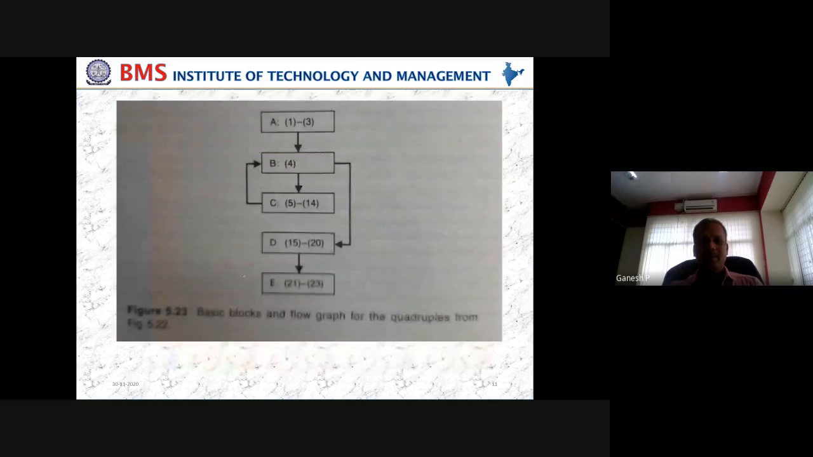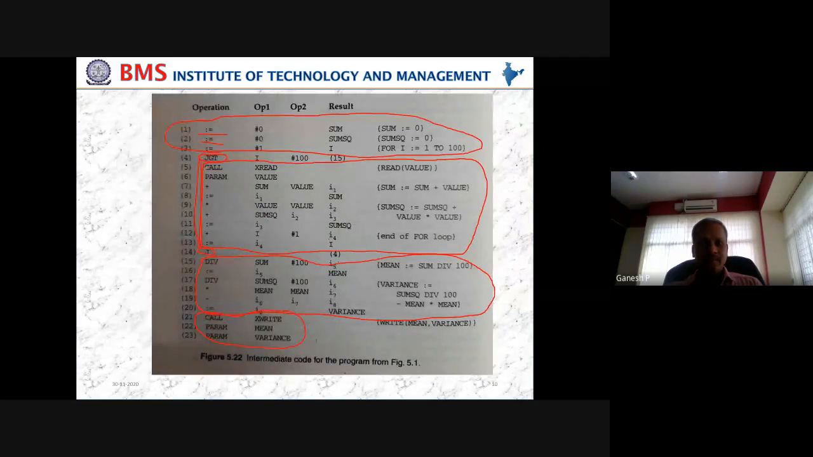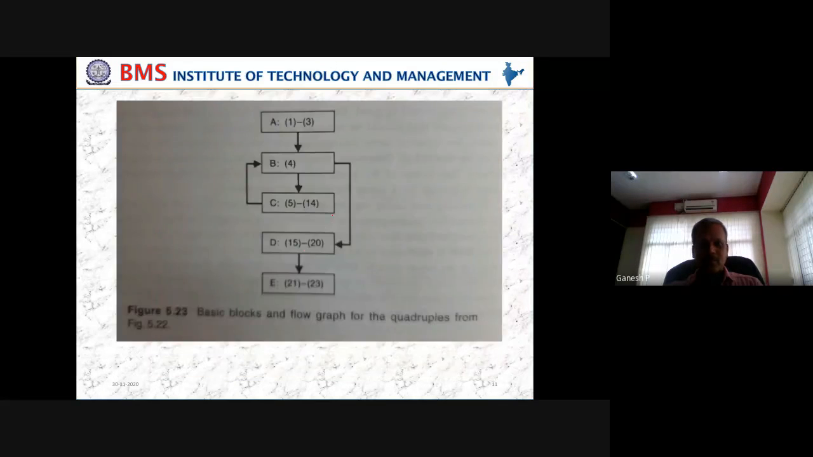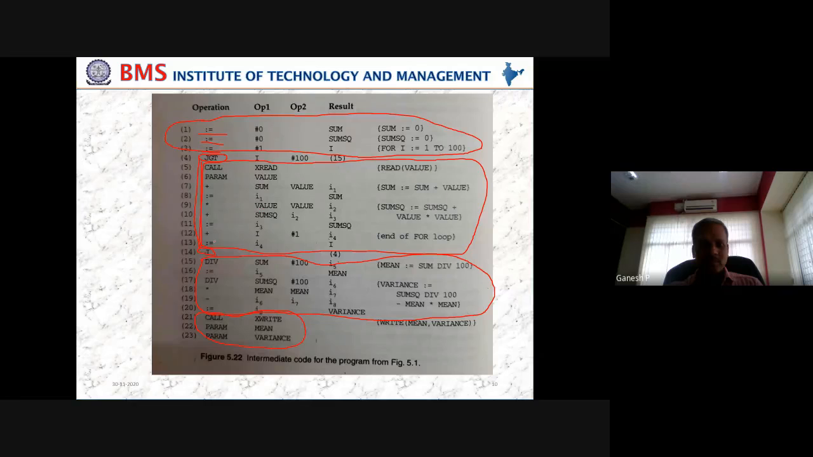Let us look at how this can be done. Observe here: 1 to 3, one block; 4, one block; 5 to 14, one block; 15 to 20, another block; 21 to 23, another block. This is not written out of fancy; just now we have seen 1, 2, 3 I can make one block, 4 a separate block, then I have a call for X read, it will come up to 14, that is 5 to 14. It has one loop here because J4, we are going back to the 4 here.